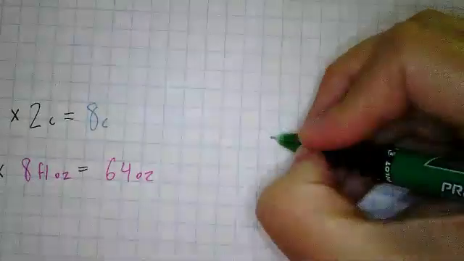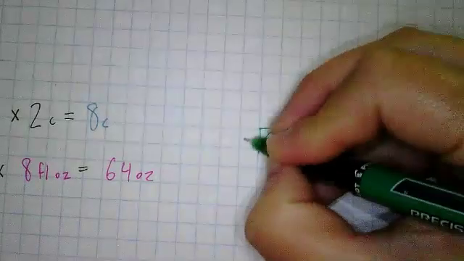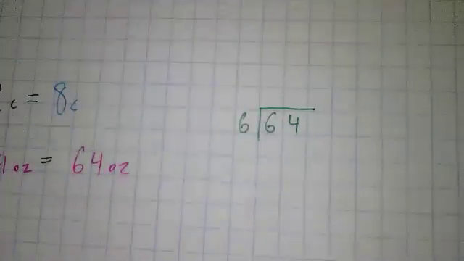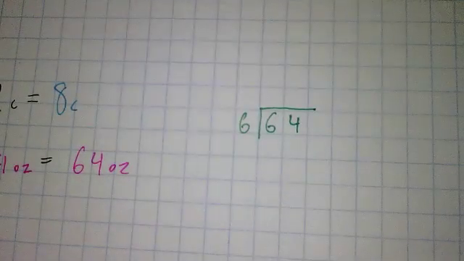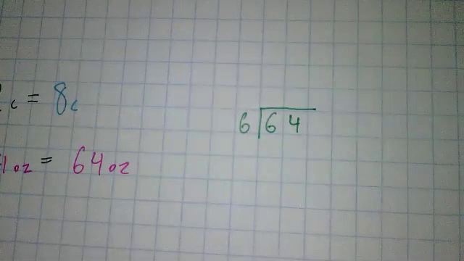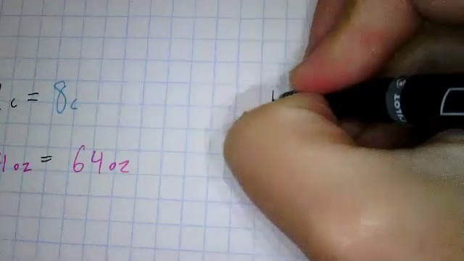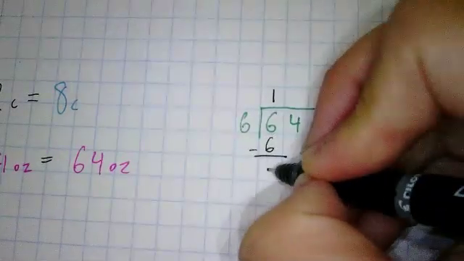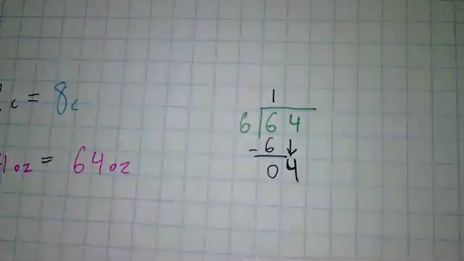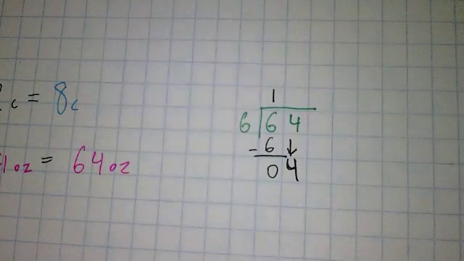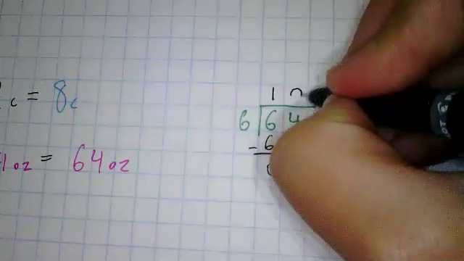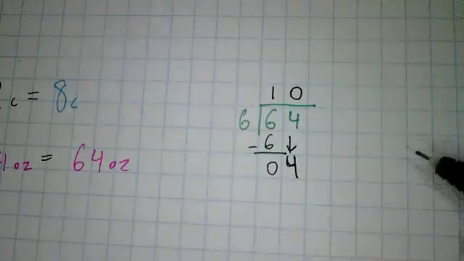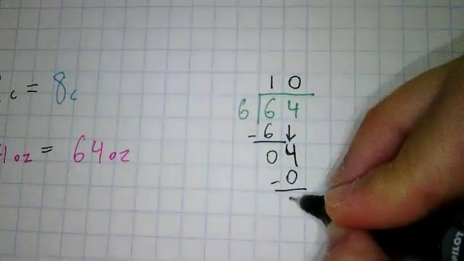So let's do that over here. 64 divided by 6. Now, the first thing I want to do, of course, is how many times does 6 go into 6 without going over? 1 time. 6 times 1 is 6. I subtract, I get 0. And then I have 4. How many times does 6 go into 4 without going over? 0 times, right? I have to write my 0 up there. That's important. 6 times 0 is 0. So I subtract. I have 4 left over.